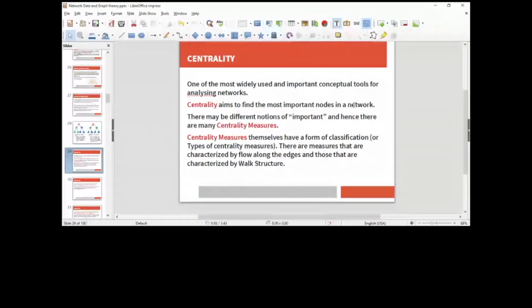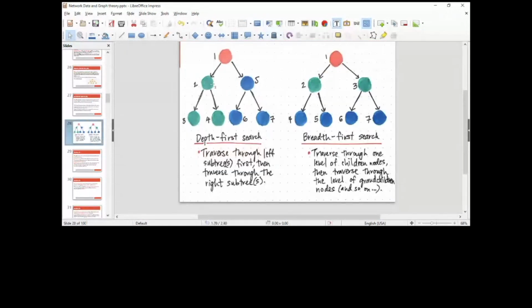The centrality measures themselves can be classified, adding more context. Measures that are characterized by flow along the edges are those that we call a network structure. So if you go back to a network structure, what is centrality? Which of these nodes is the centrality looking for as the most important node? The most important node is the node that has the biggest influence on all this.